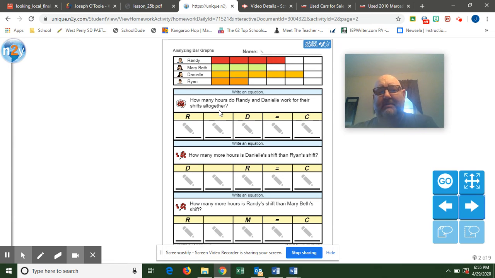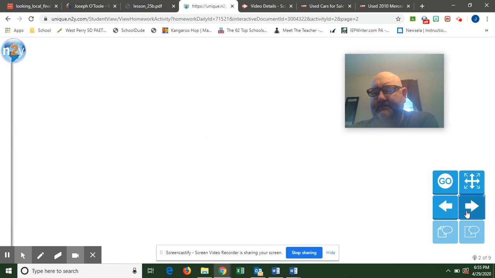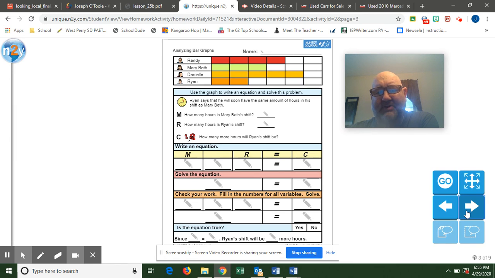So talk to your student about that, work through that and give it a try. And you're going to see a lot of problems and pages like that on this. Again, we've got a chart, we've got some questions to fill in, and then we've got a math problem to make up as a result of the story problem up here. So give it a try.